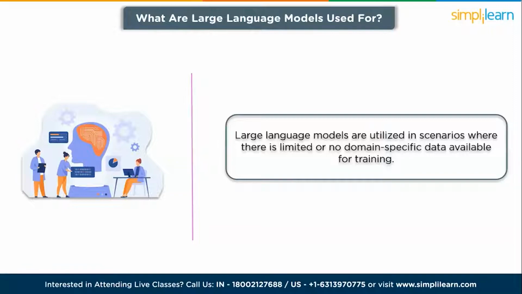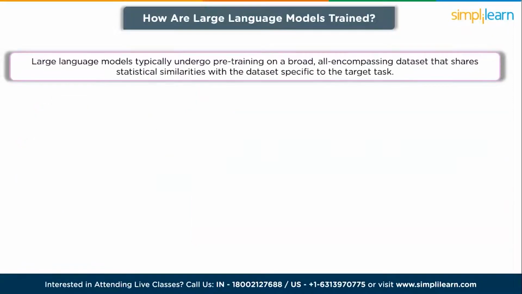Now, we'll see how large language models are trained. Large language models typically undergo pre-training on a broad, all-encompassing dataset that shares statistical similarities with the dataset specific to the target task. The objective of pre-training is to enable the model to acquire high-level features that can later be applied during the fine-tuning phase for specific tasks.